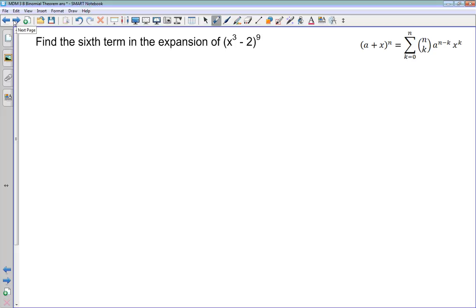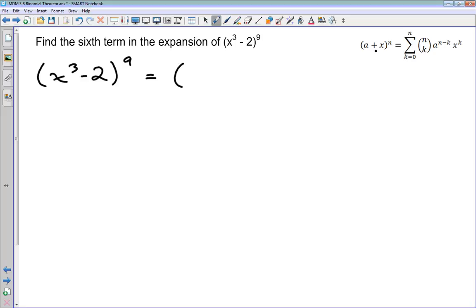Our last question, the second kind of question here, is that rather than being asked for the entire expansion, they ask us for a single term from the expansion. So here they're asking us for the 6th term in the expansion of x cubed minus 2 to the power of 9. I think we should start this one the same way we started the last one. Take what we're given here, x cubed minus 2, and rewrite it so it looks very, very similar to this thing that we have in our binomial theorem here.